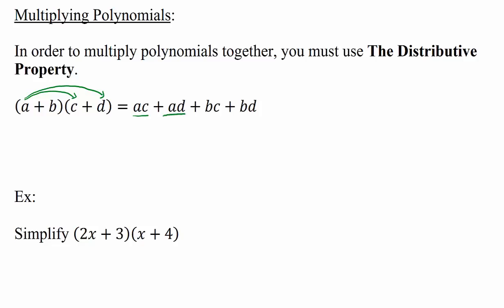We then distribute the B over each term. So B times C will be BC and B times D will be BD. Now let's extend that into a few examples.